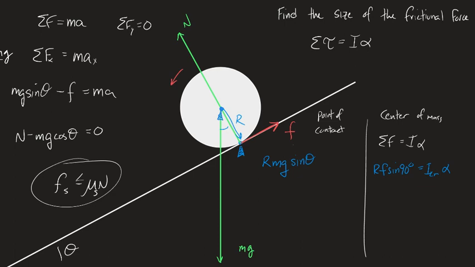And now it gets worse. This equals I parallel times alpha, right? If we're going to deal with the point on the edge, then we have to use the parallel axis theorem.